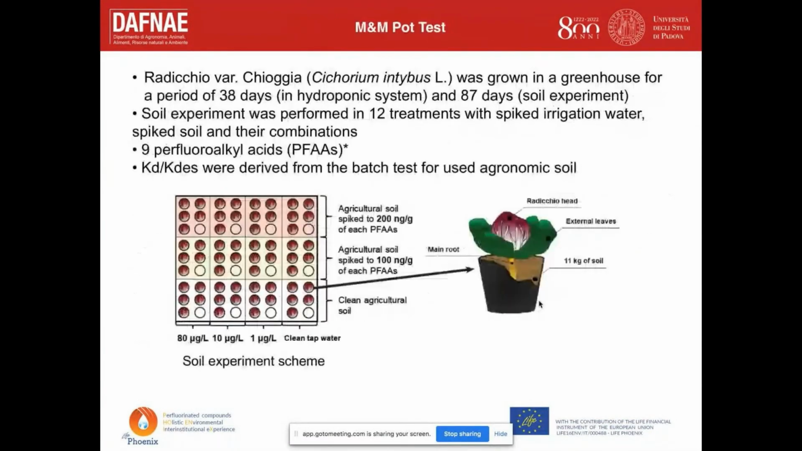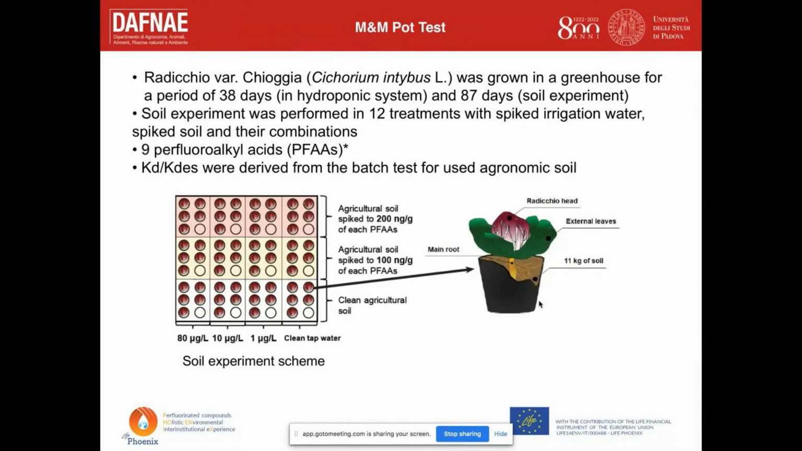Now we would like to check what happened during the experiment, but in the pot, using the soil. We use the same variety of Chioggia red chicory, grown in a greenhouse for a period of 38 days in the hydroponic system, and 80 days for the soil experiment. This is because the soil is a natural barrier for the flow of water and consequently for the flow of the pollution.